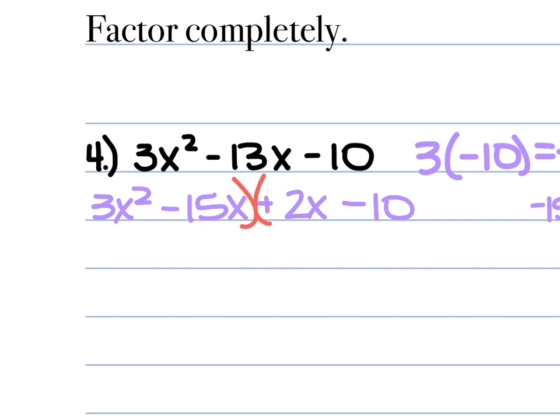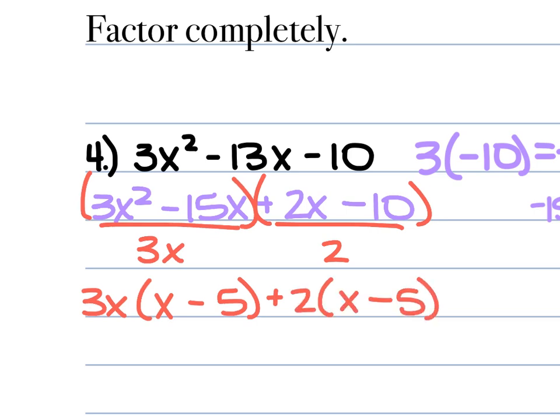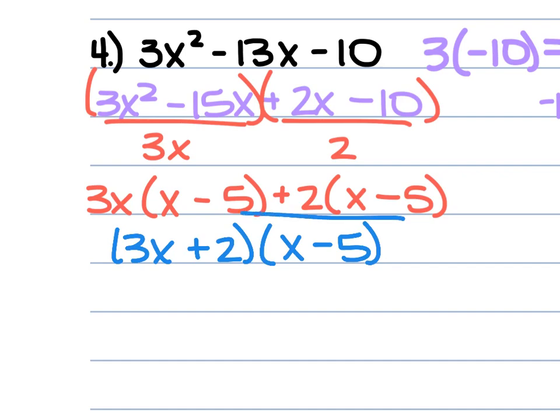So factor by grouping. The 3x is going to be pulled out of the first, and the 2 is going to be pulled out of the second. So it's going to be 3x times x minus 5 plus 2 times x minus 5. Our two parentheses are the same, so we're going to form one with a 3x and the positive 2, and then write the x minus 5 one more time.